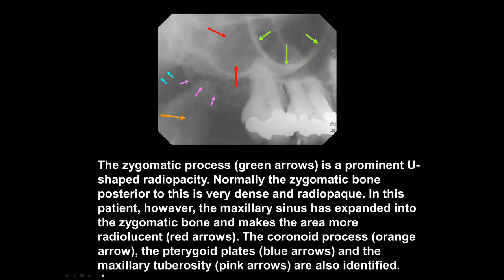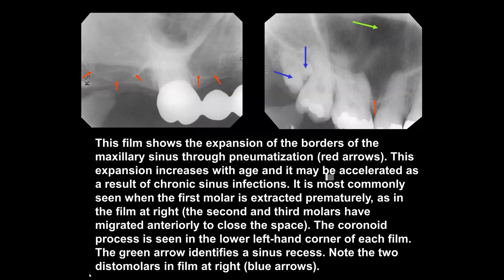And in another radiograph, we can clearly see the floor of the maxillary sinus indicated by the red arrows. And in the second radiograph, the blue arrow indicates multiple supernumerary teeth. And here the red arrow shows the pneumatization of the maxillary sinus.